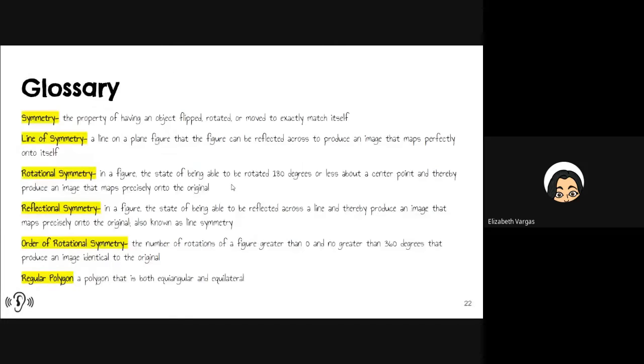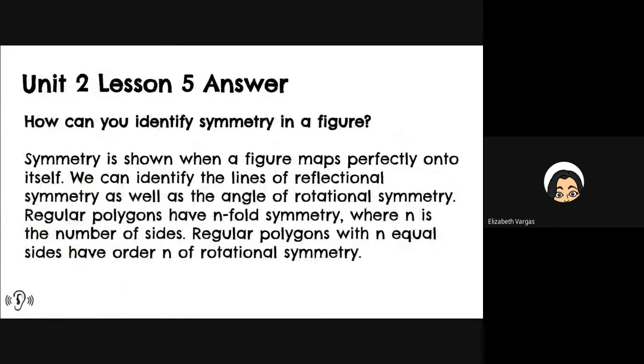Here are the terms we went over today. And here's how we answered the question that we started with. Symmetry is shown when a figure maps perfectly onto itself. We can identify the lines of reflectional symmetry as well as the angle of rotational symmetry. Regular polygons have n-fold reflectional symmetry, where n is the number of sides. And regular polygons with n equal sides will have n order of rotational symmetry. Are there any questions?